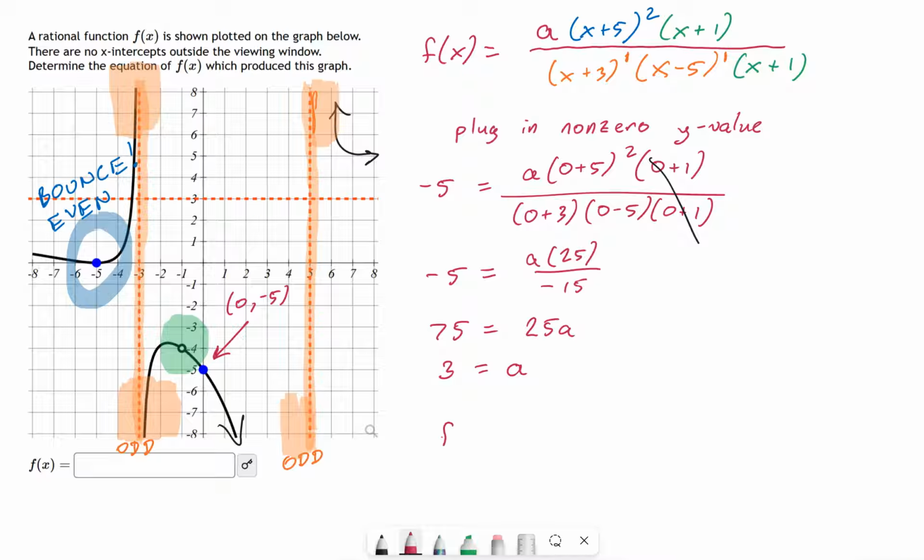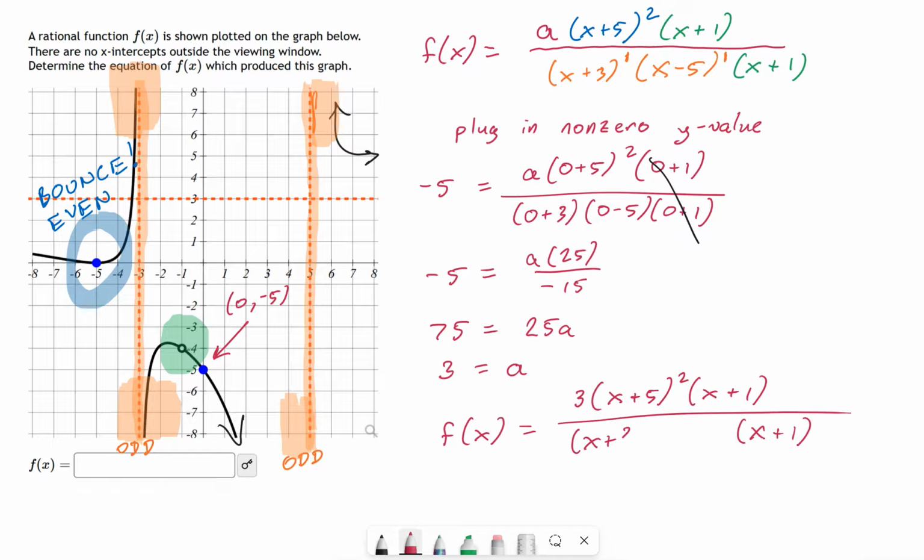So here's our equation. f of x equals 3, that's the a value. x plus 5 squared, that's the bouncing x-intercept. x plus 1 on top and bottom, that's the hole. x plus 3, that's the odd vertical asymptote on the left. And x minus 5, that's the odd vertical asymptote on the right.